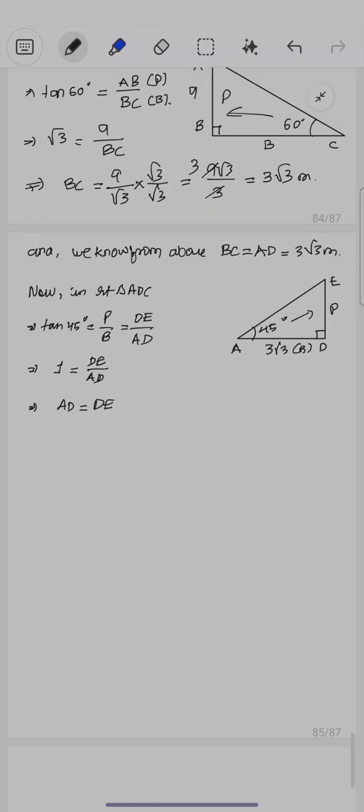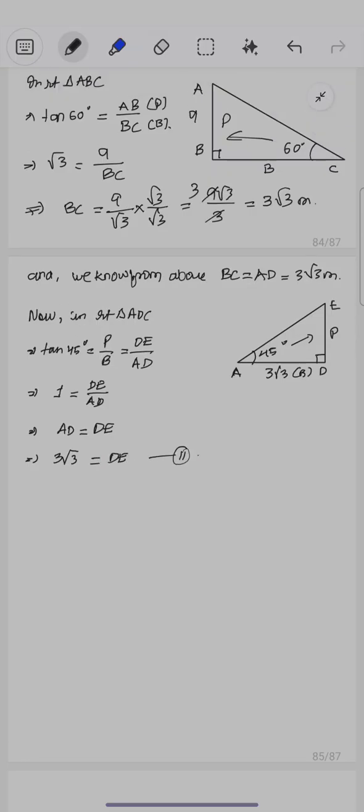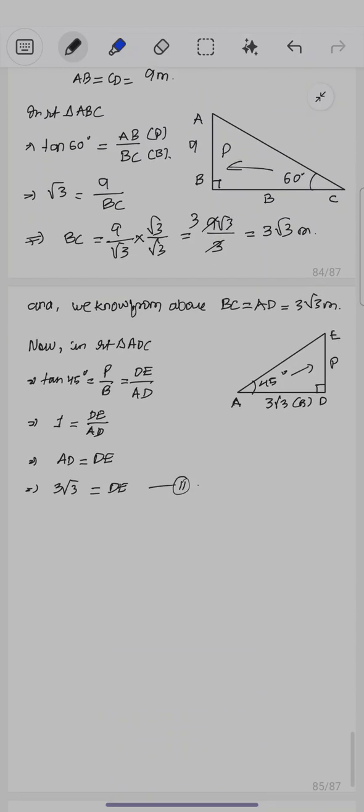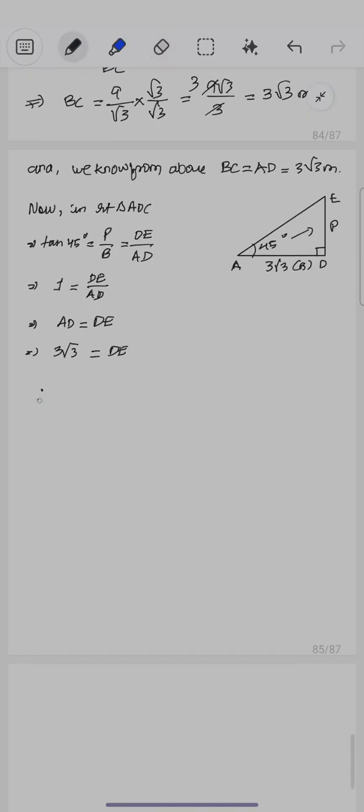Now AD is 3√3, equal to DE. Equation number 2 and equation number 1. The AD and DE values, therefore DE will be 3√3.